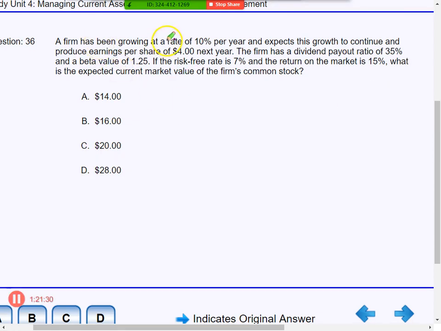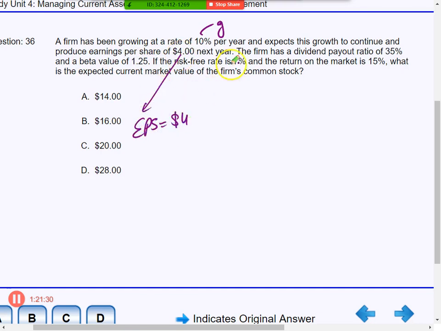A firm has been growing at a rate of 10% per year and expects this growth to continue. This is the question of the day. The best question so far. Last, guys, but not the least. A firm has been growing at a rate of 8%. This growth rate is termed as G in the Gordon growth model, and it expects this growth to continue and produce earnings per share of 4. Earnings per share is expected to be 4.